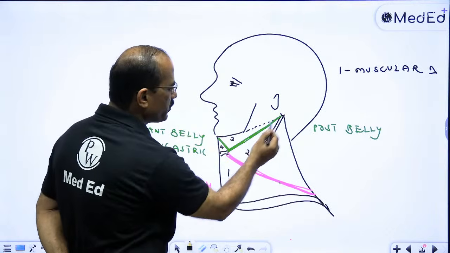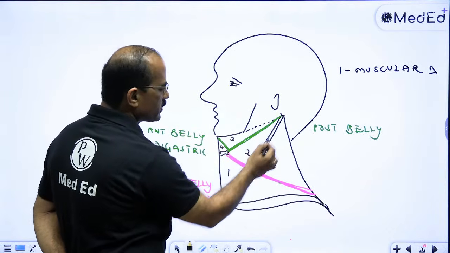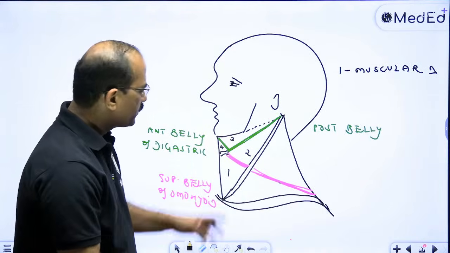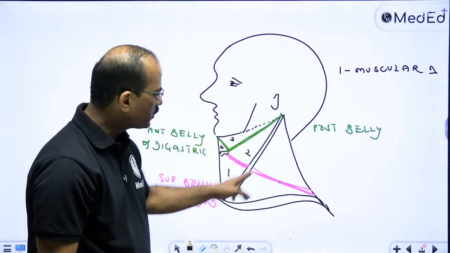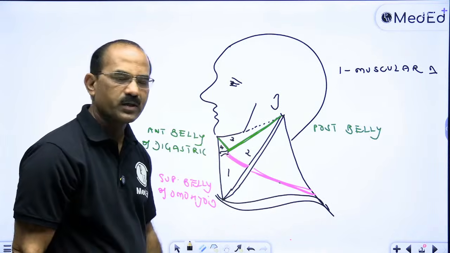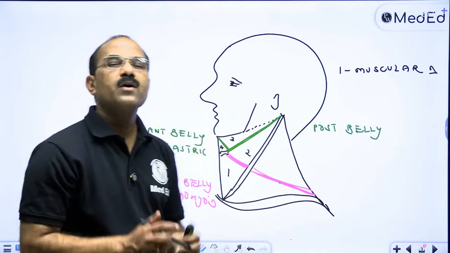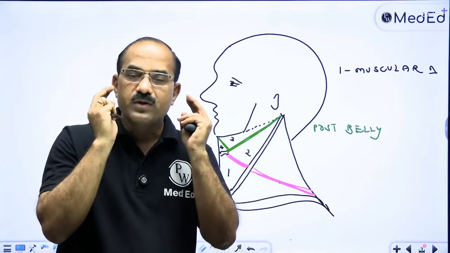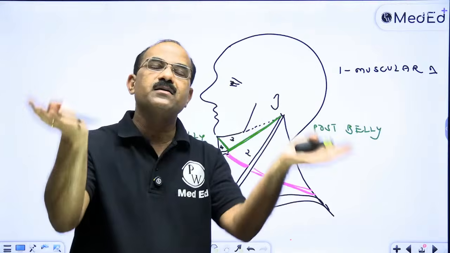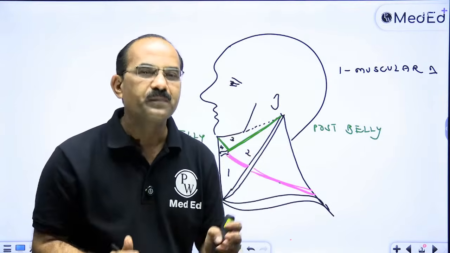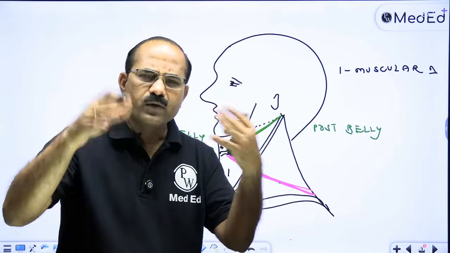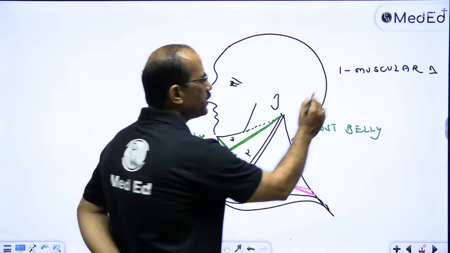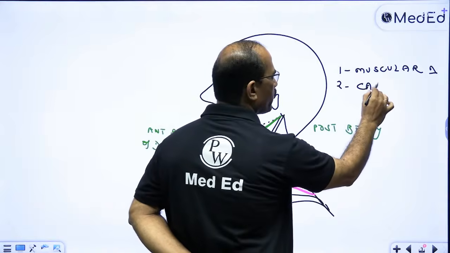That's the posterior belly of digastric, that's the sternocleidomastoid, and that's the superior belly of omohyoid. Now in this triangle, the common carotid artery comes here. The common carotid artery divides into two terminal branches, the external and internal carotid, and the external carotid gives branches here in the head and neck. So this number 2 is known as the carotid triangle.